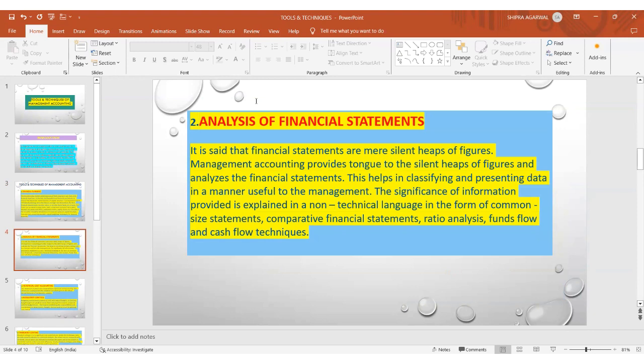Next is your analysis of financial statements. See, we all know that in books of accounts, we prepare the balance sheet and the statement of P&L, or what we call the P&L account. But they are just heaps of numbers, or heaps of figures.